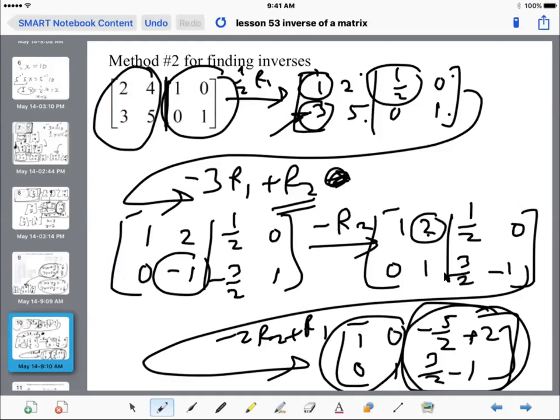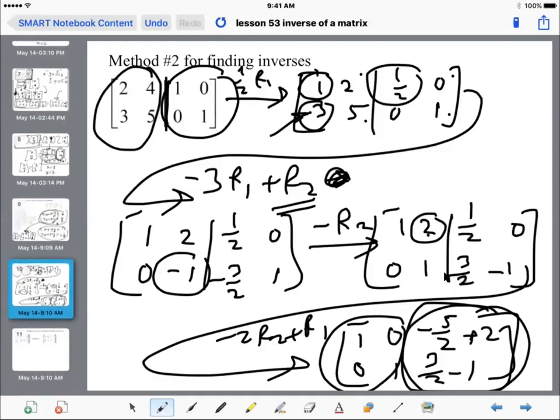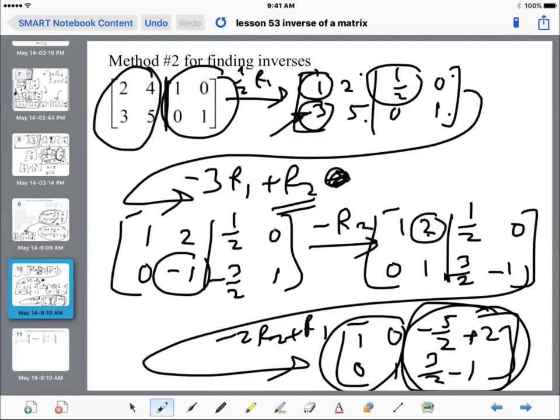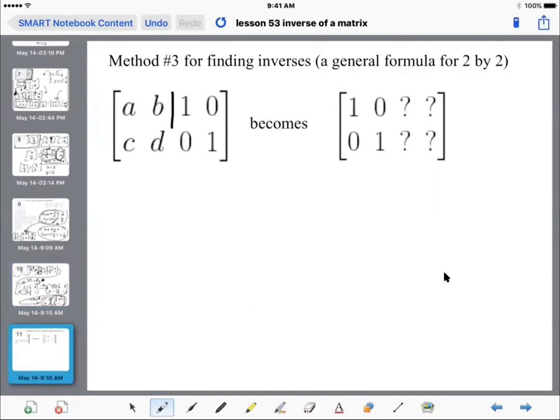Okay. So now we have the challenge question. I'm going to put you into groups for this, because there's going to be a formula that gets this inverse really quickly. But to derive the formula, what I want you to do is do the 4-step process, but use A, B, C, D, just generic variables, and see what you get.